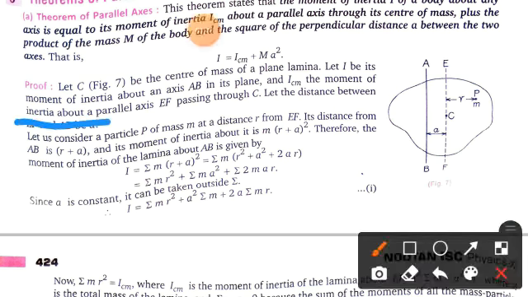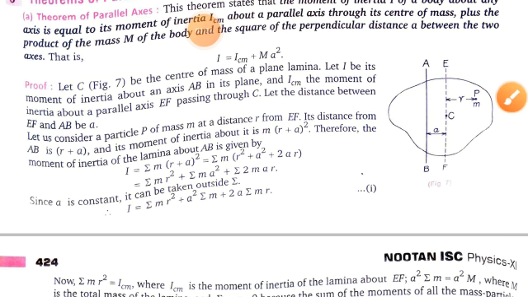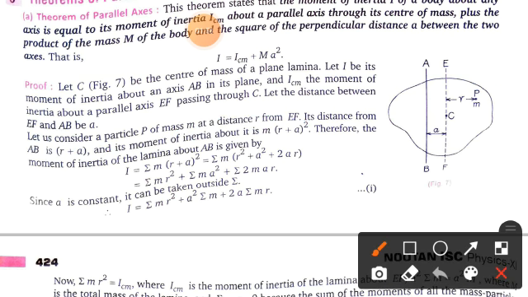Let us consider a particle P of mass small m at a distance small r from EF. Its distance from AB is r plus a, and its moment of inertia about AB is m(r plus a) square. Therefore, the moment of inertia of the lamina about AB is given by I equals sigma m(r plus a) whole square. If you open the whole square, you know it very well, (a plus b) whole square is a square plus b square plus 2ab.